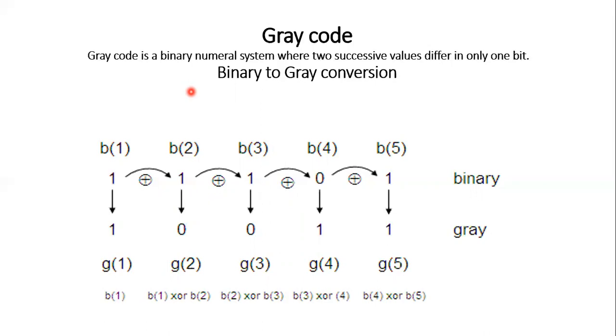The gray code is also known as reflected code. Gray codes are used to represent the digital data converted from the analog data. Only one bit changes between the two consecutive numbers.